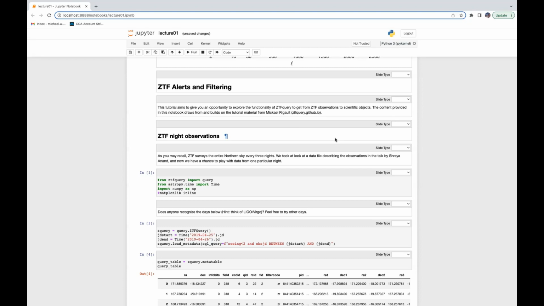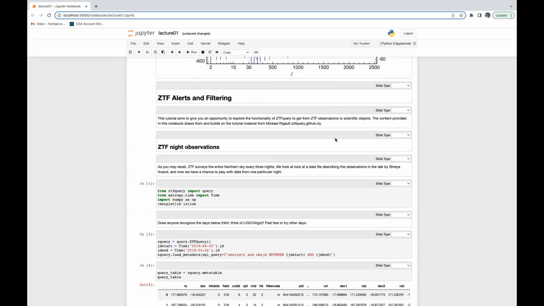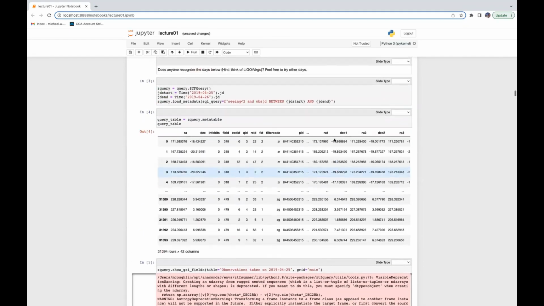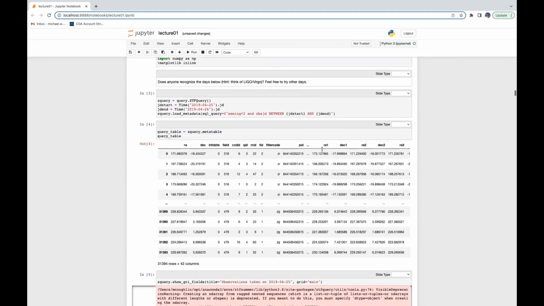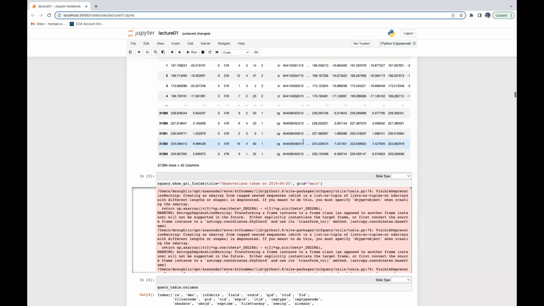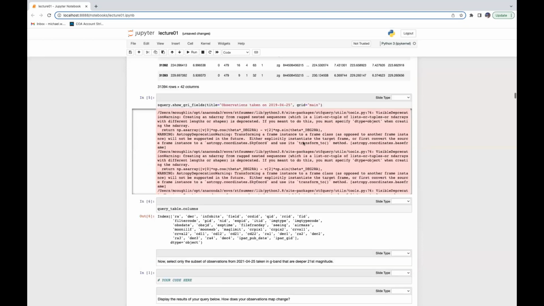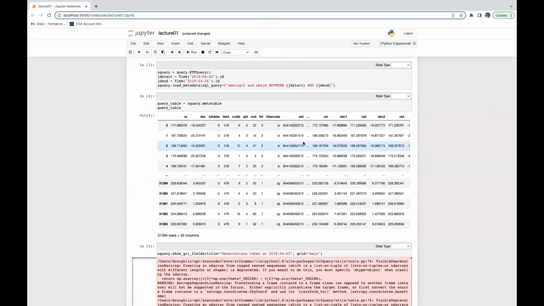As Shreya mentioned, the main goal for this first notebook is broadly to introduce you to how to get at ZTF data of various kinds. The notebook will walk you through how to identify and grab the observations that ZTF takes on a nightly basis.